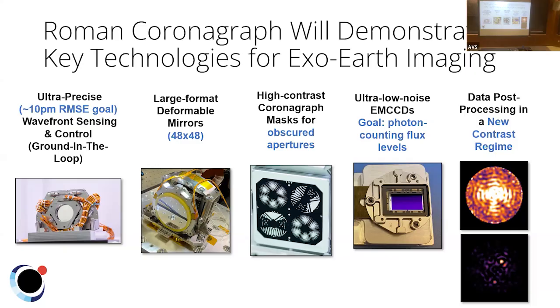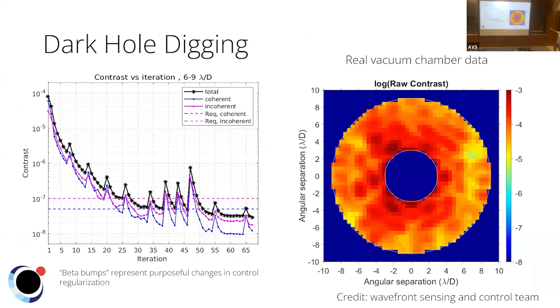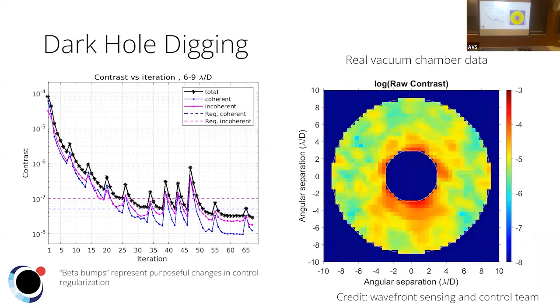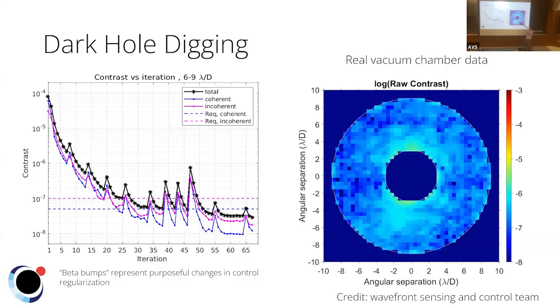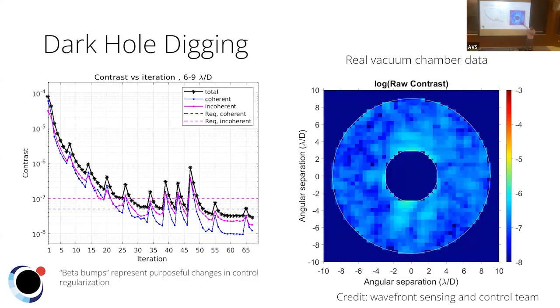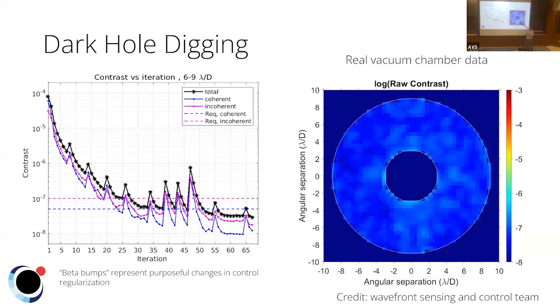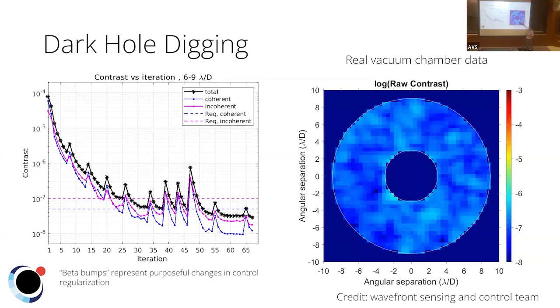To show you what the first two things mean, this ultra-precise wavefront sensing and deformable mirrors, the whole point is that it will allow us to do this thing called dark hole digging. Imagine the star is here, and this is all the glare of the star that you see. What we're going to do is move those deformable mirrors in the telescope to cause the light of the star to destructively interfere with itself right in this particular region, this dark annulus, and basically remove and cancel out all of the starlight in this annulus, so that we can see planets in this annulus.